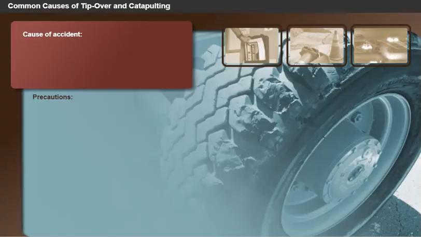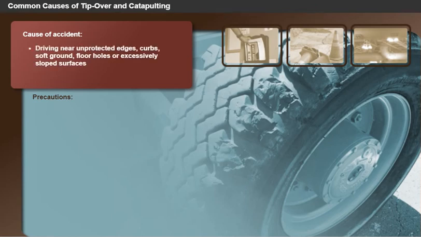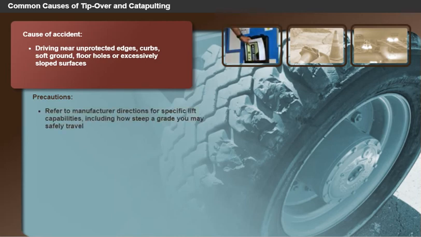Let's look at some causes of tip-over and catapulting and what you can do to prevent them. Driving near unprotected edges, curbs, soft ground, floor holes, or excessively sloped surfaces. Anytime you shift balance of the lift from side to side, you risk tip-over. Generally speaking, a lift will not withstand a drop-off of more than a few centimeters without tipping. Refer to manufacturer directions for specific capabilities of the lift that you'll be operating, including how steep a grade you may safely travel. Survey the area for hazards prior to each day's work.